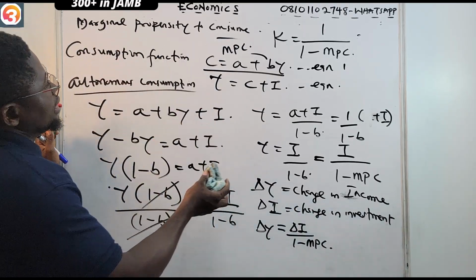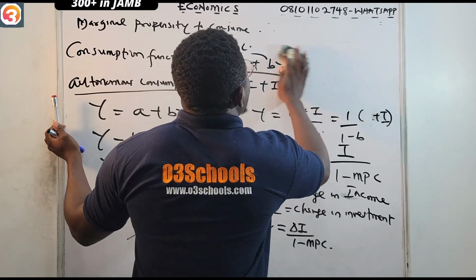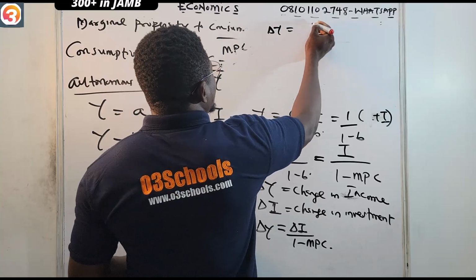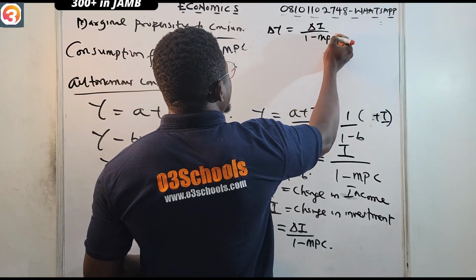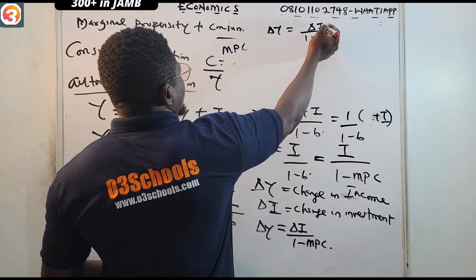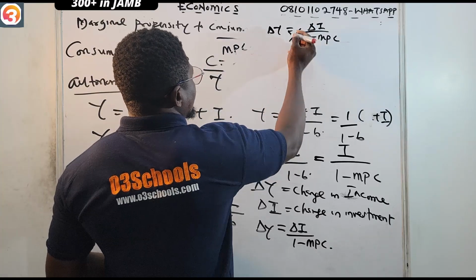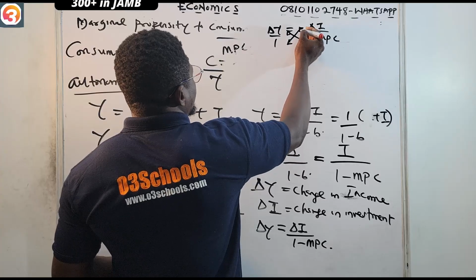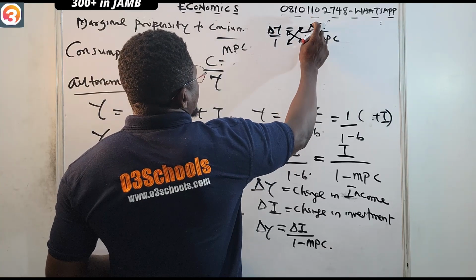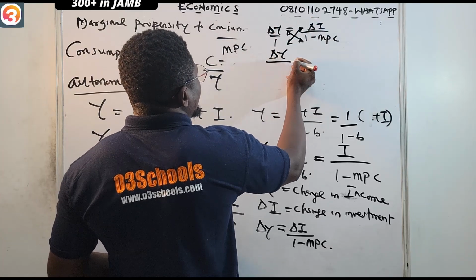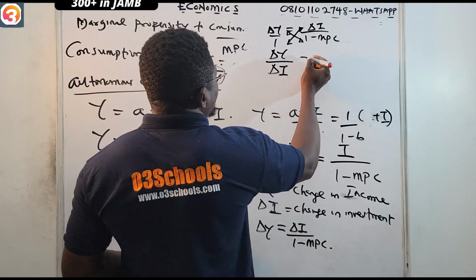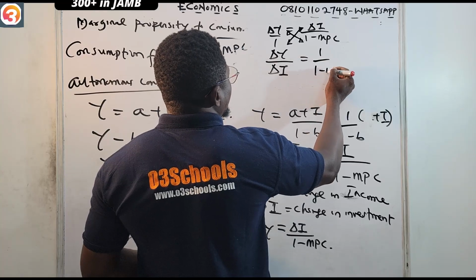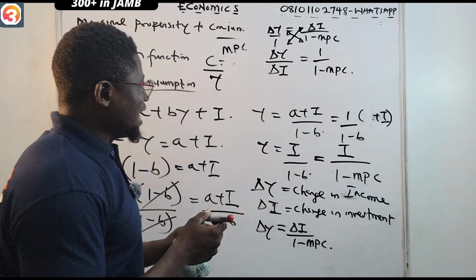Okay, so now let us go up here. I believe I've written this first part. So if change in Y is equal to change in I over 1 minus MPC, we can cross multiply. Investment will multiply here like this, and this is over 1. So change in Y over change in investment will be equal to, even if we don't multiply this side, what will be left at the top here is 1 all over 1 minus MPC.